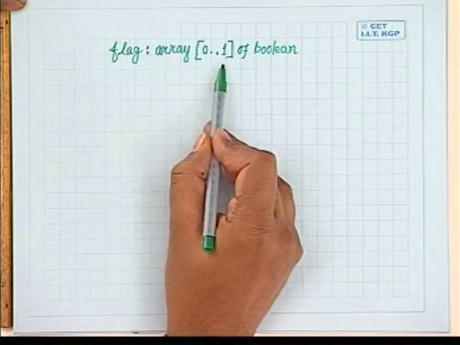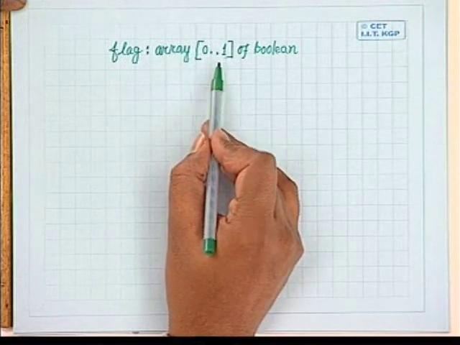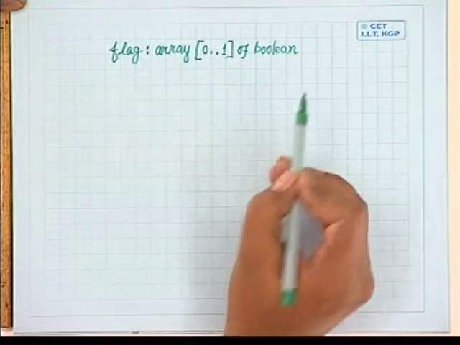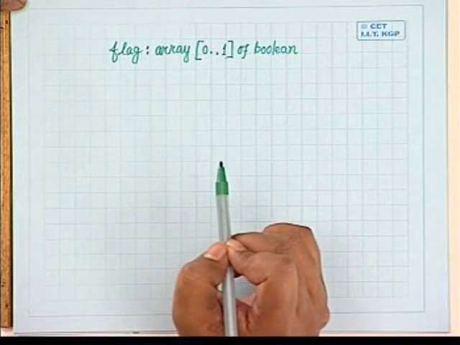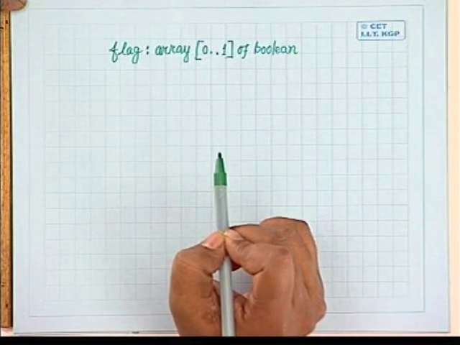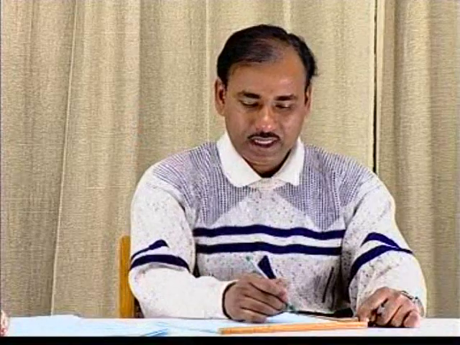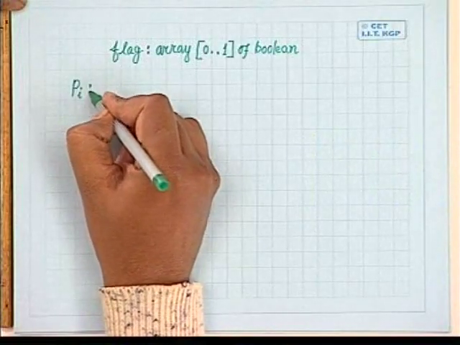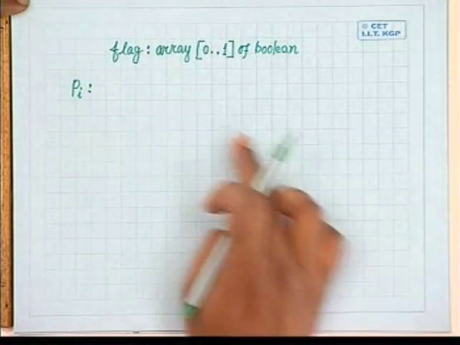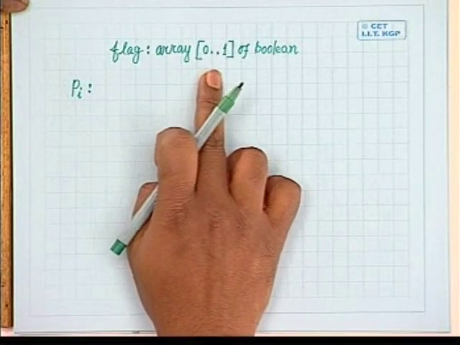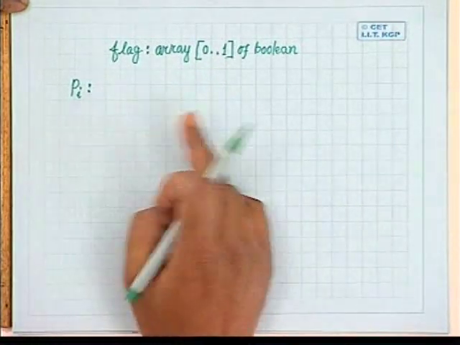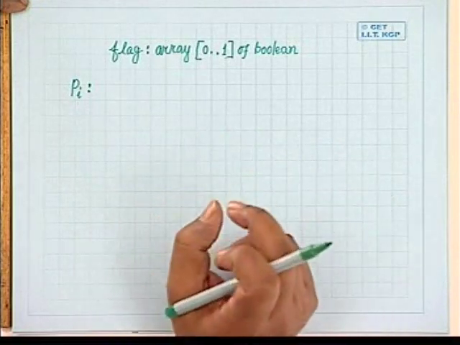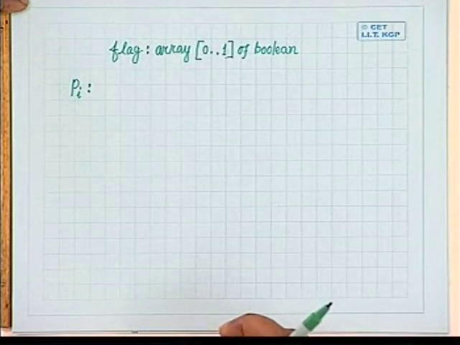If flag 2 is equal to true, that means the second process is in the critical section. So we can write the code like this for process Pi, where, because the indices are 0 and 1, let us assume that i can have a value of 0 or 1. So I can have process P0 and I can have process P1.